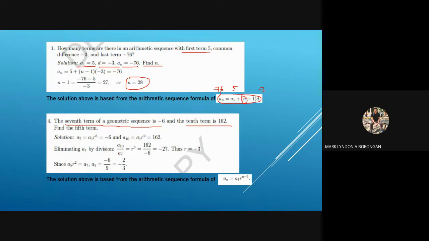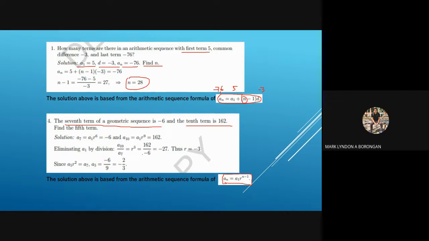Okay, this one looks a little difficult, so I will explain briefly. This is the last example, guys, by the way. We will use a sub n is equal to a sub 1 times r to the power of n minus 1. First, let us list down the given. Our a sub 7, which is the 7th term, is negative 6.